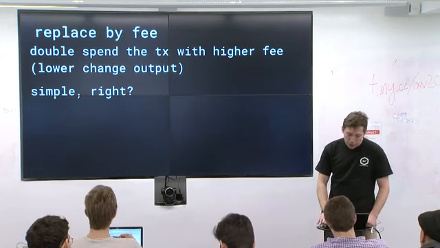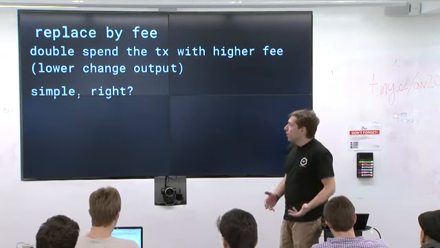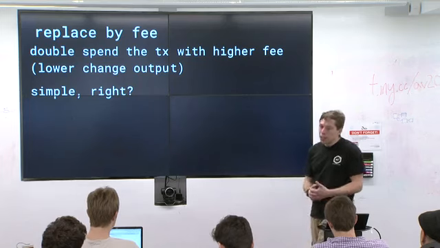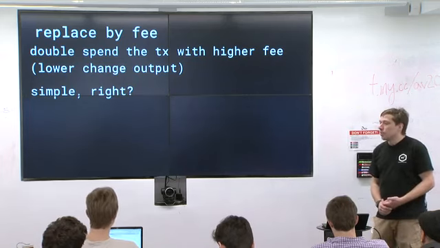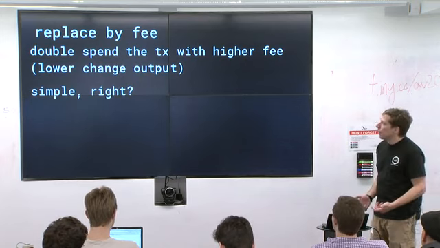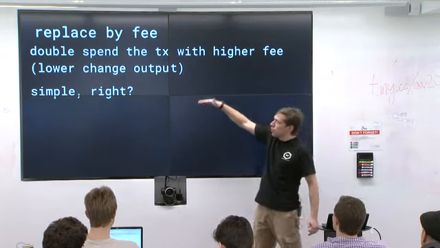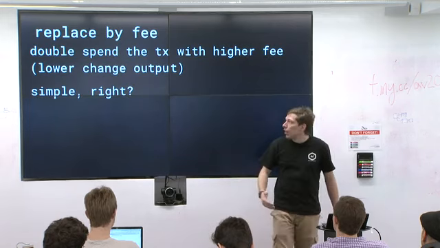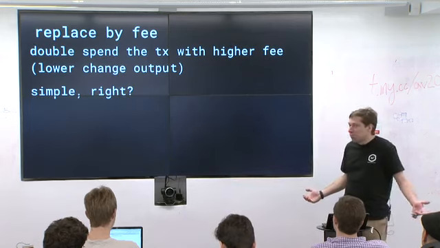Okay, so another way, which seems obvious: why don't I just double spend it? I made a transaction with a low fee. Why doesn't my wallet just say, look, I'm going to replace that transaction with one with a higher fee? And I just decrease the change output amount. That's simple, right?